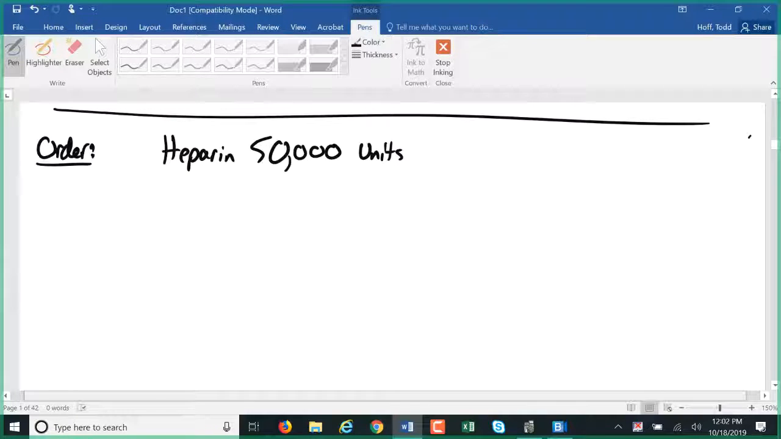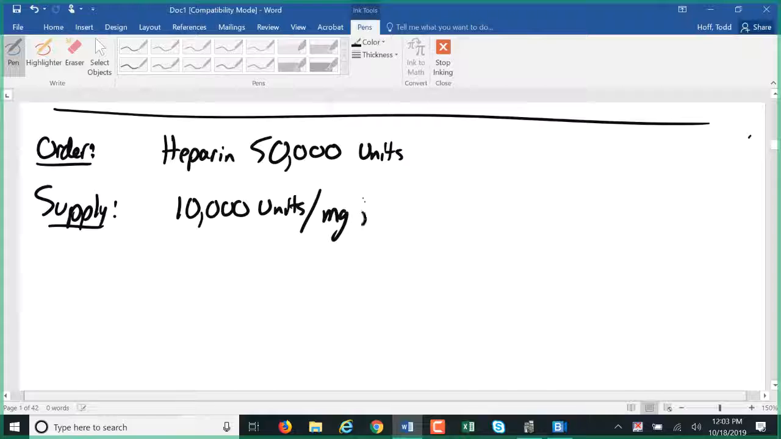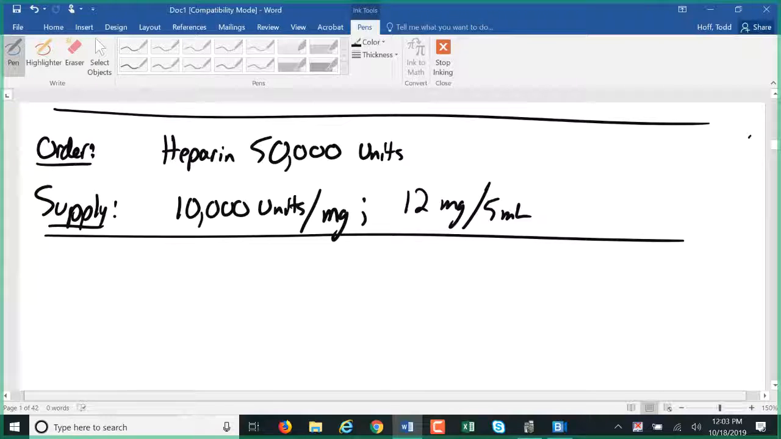Say we have an order for heparin, 50,000 units. Our supply, 10,000 units per milligram, 12 milligrams, and 5 milliliters. Give you a minute or so to try to work that one out before we go over it.